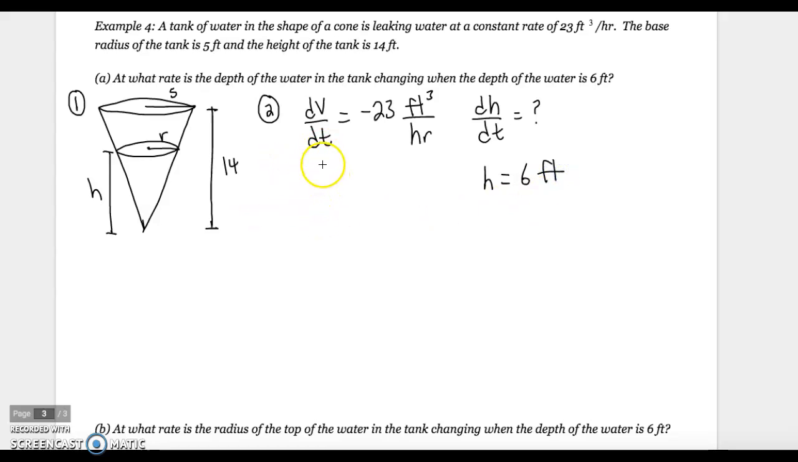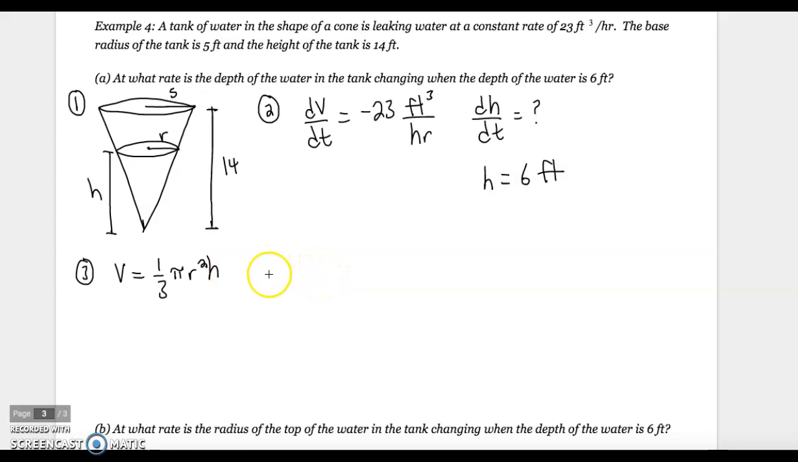Awesome. And now we're going to write an equation that relates volume and height of a cone. And this could be another one that your AP test actually gives to you, because I don't know if they expect you to know the volume of a cone, but the volume of a cone is 1/3 pi r squared h. And then we want to implicitly differentiate.